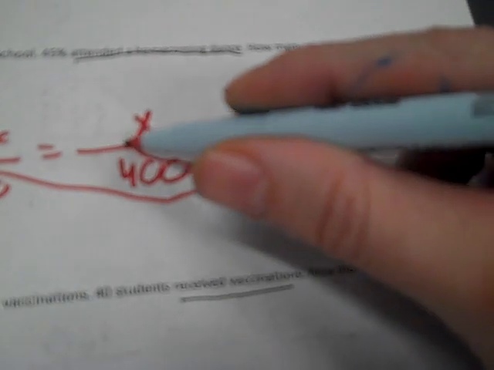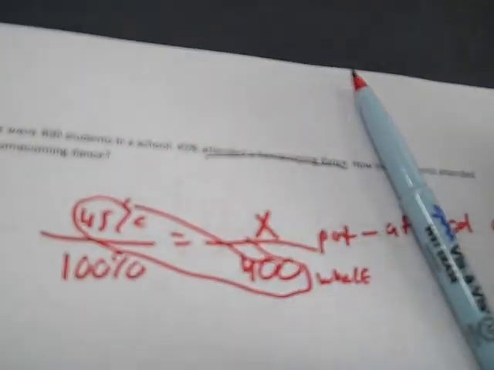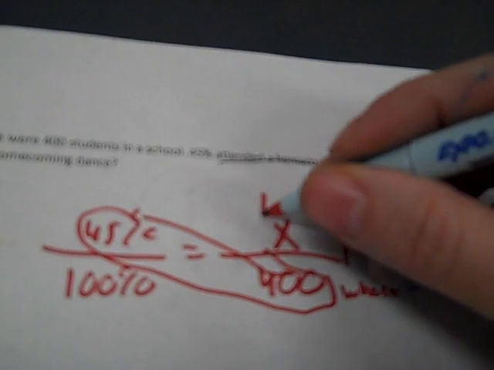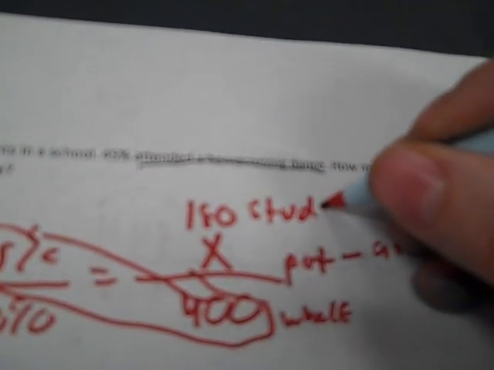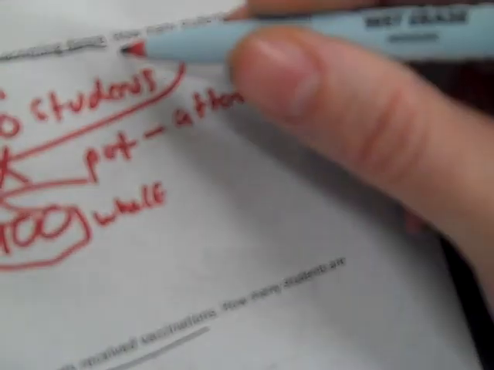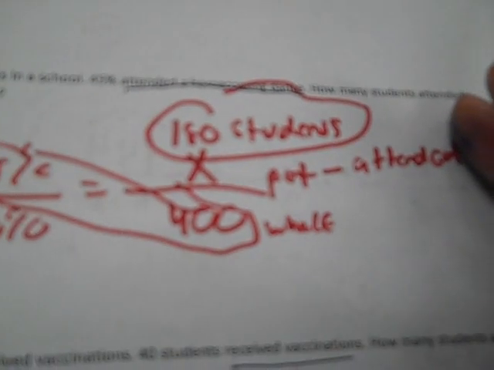So I cross multiply and divide, which everybody should know how to do. That's kind of a middle school thing. So 45 times 400 divided by 100 is 180, okay? So it's 400 students, so 180 students would be the label. Attended that dance, 180.